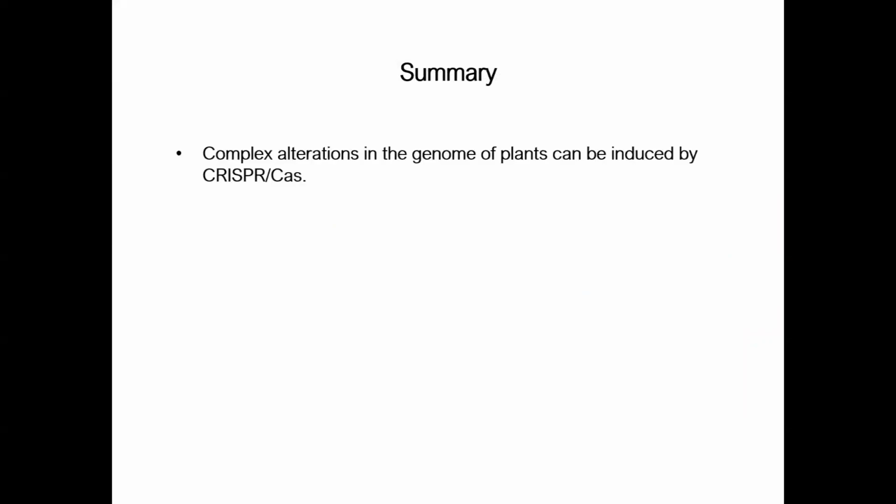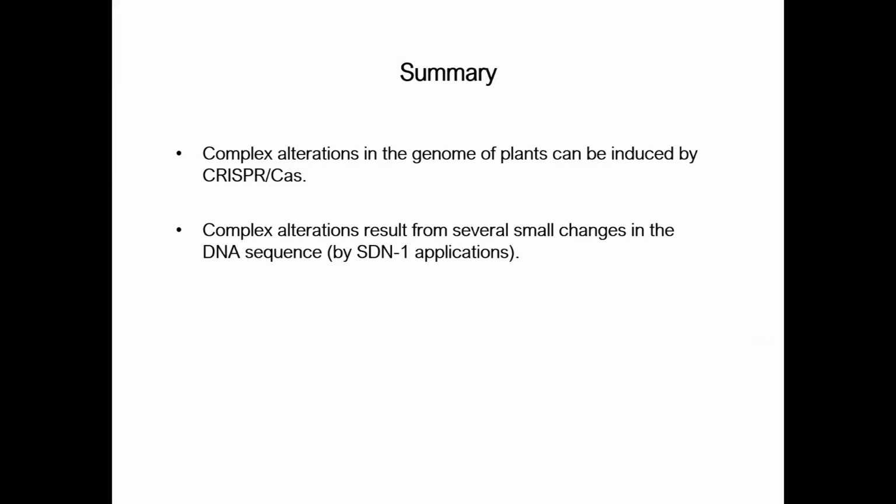I have shown you in this video how the application of the simplest CRISPR-Cas application, SDN1, can generate complex alterations in the genome of plants. Complex alterations result from several small changes to the DNA sequence. As a result, plants with new genotypes can be developed.